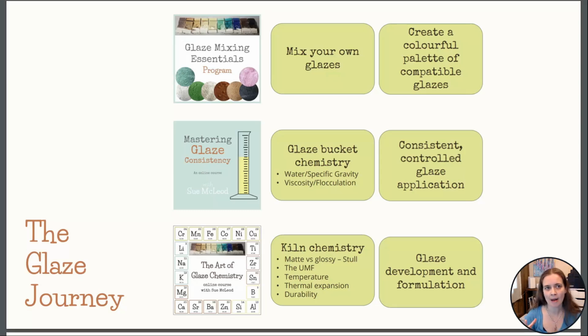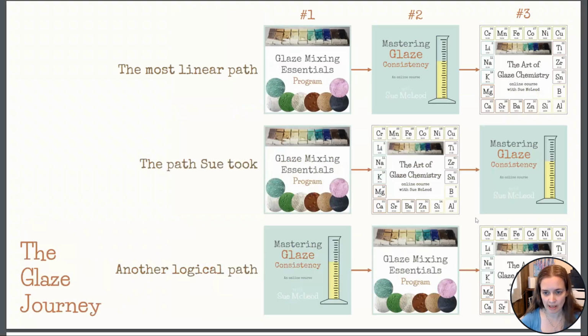So when you're looking at a recipe, you can know what dolomite is. Dolomite is a secondary flux. It's a source of calcium and magnesium. But it doesn't go into how the proportions of all of these things go together to affect the chemistry, the surface, and all of that. So those are the 3 courses.